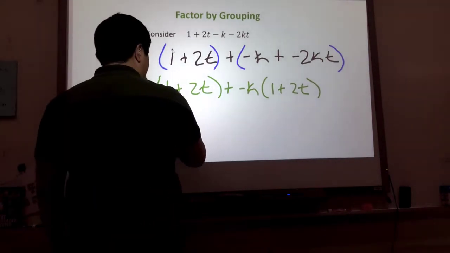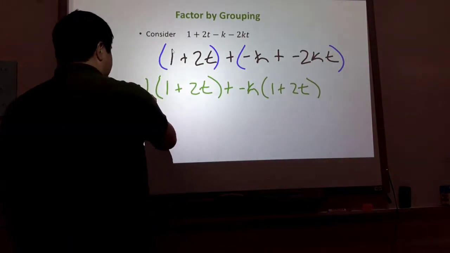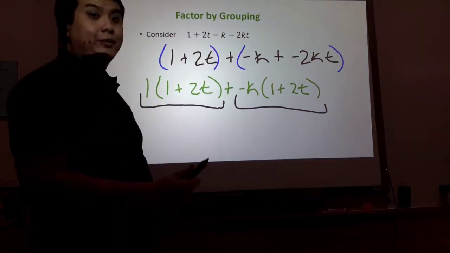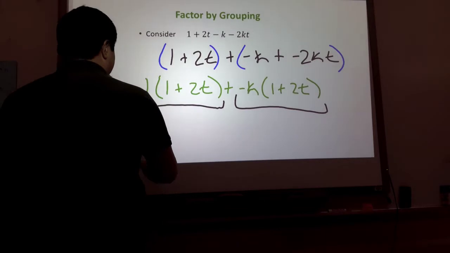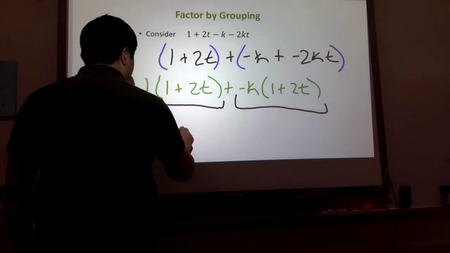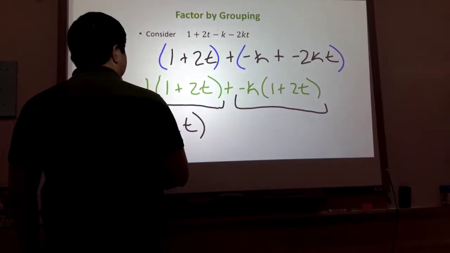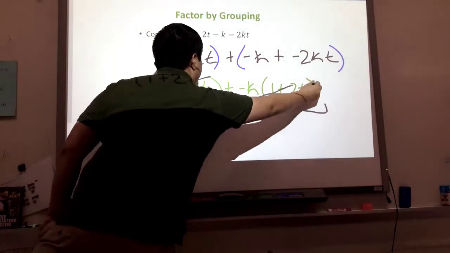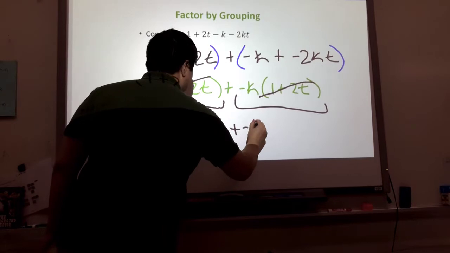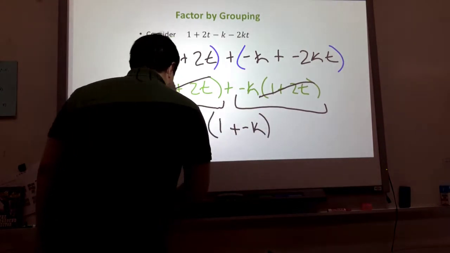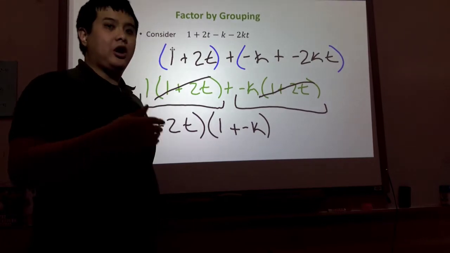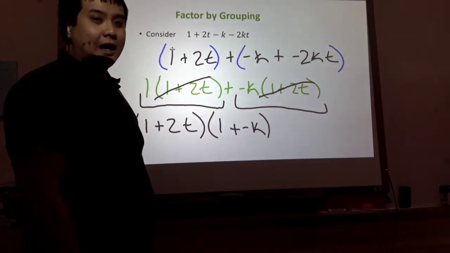Now we have two terms right here. First term is right here. The second term is right here. We can now factor out the binomial. And that gets us 1 plus 2t. That's the binomial that we're factoring out. And what we're left over with after we cross those out is 1 plus negative k. Again, if you don't see anything that you can factor out from the binomial that you've grouped, you can always factor out a 1 and see what happens.